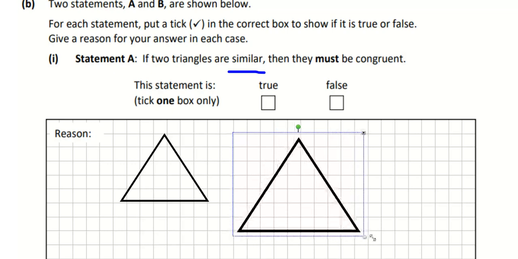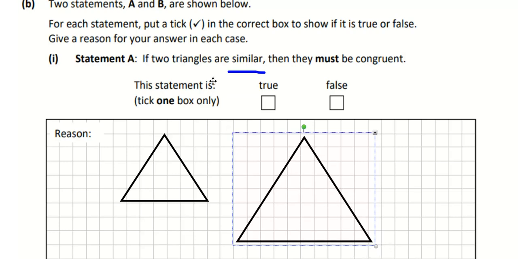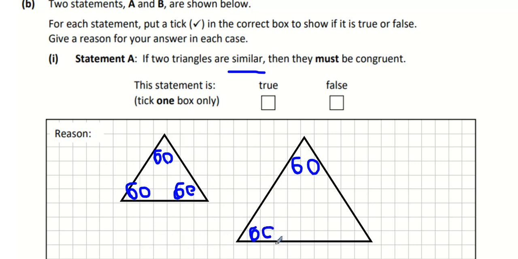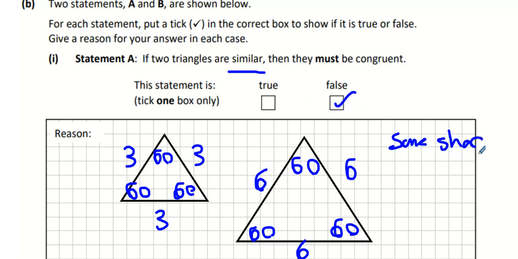So if I enlarge this, what can you say here? What you could do is make yourself an equilateral triangle, something really easy. You can make this one of length 3, 3, 3. You can make the next one of length 6, 6, 6. And what can you say? Same shape, different lengths. See what I'm saying? No, false. Same shape, different lengths is similar but not congruent.